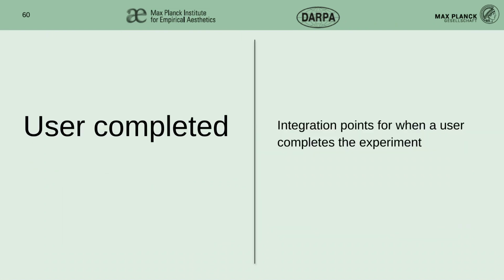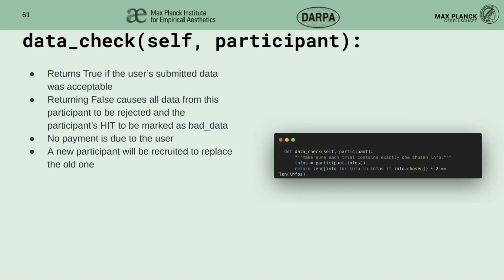And then there's a few things to implement at the end of an experiment. One of them we've mentioned a few times already is data check. This is where you check if the data is obviously wrong or obviously corrupt. The default implementation is just return true, meaning the data is fine. If you return false here, the hit will be rejected, the user will not be paid, they will not get either the base payment or any bonus payment for their participation.